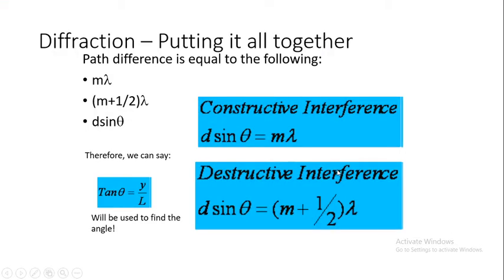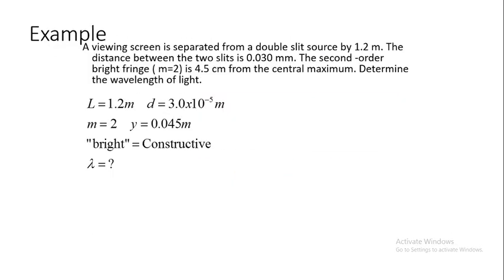So let's try to solve a sample problem. So you have the viewing screen is separated from a double slit source by 1.2 meters. The distance between the two slits is 0.030 millimeter. The second order bright fringe M2 is 4.5 centimeter from the central maximum. Determine the wavelength of light. So to start, you write the given and be sure that all units are consistent or are in their SI unit. So distance must be in meter.